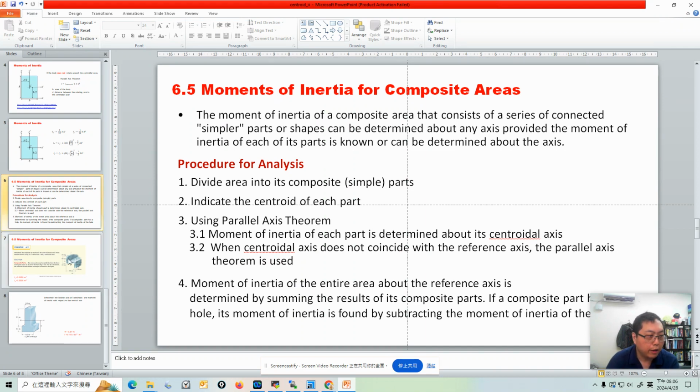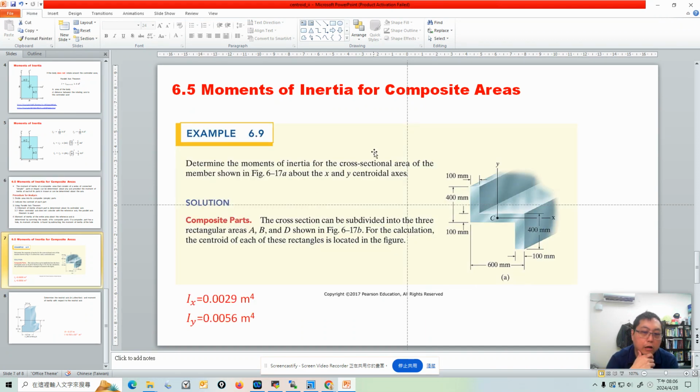Let's look at the first example, which is example 6.9 from the textbook. You see this shape, the cross-section area of a certain beam. It looks like this. I don't know how to describe this in English. It's like a double L, or an S shape. Maybe an S shape.